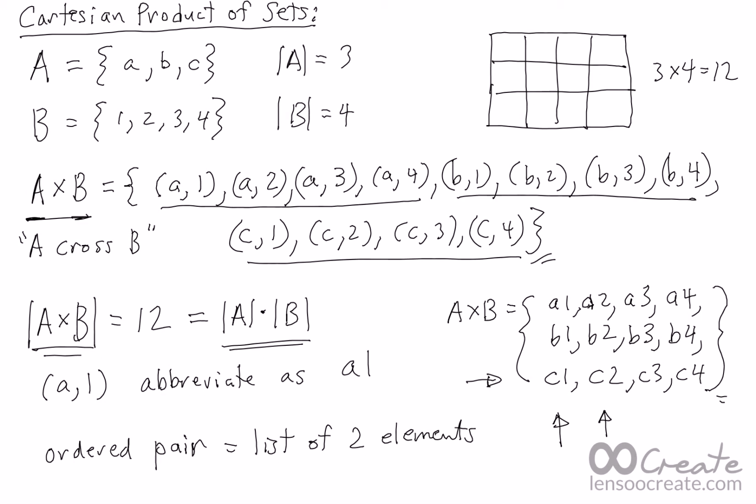Now it's important to remember that these are ordered, and so for example, a1 in our abbreviated notation is an element of A cross B, but a1 is not an element of B cross A. Something like 1a would be an element of B cross A. So multiplication of numbers is commutative. You can multiply in either order, but when you take the Cartesian product of sets, in general it is not commutative, and B cross A is not equal to A cross B in general.